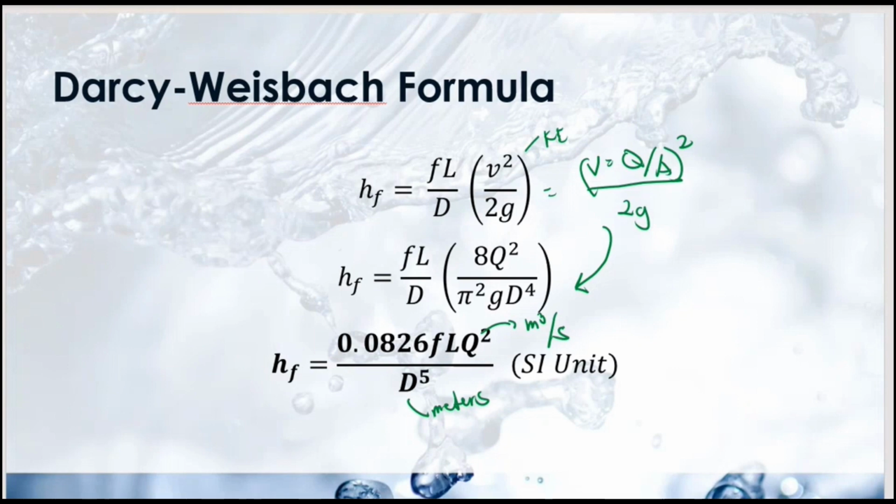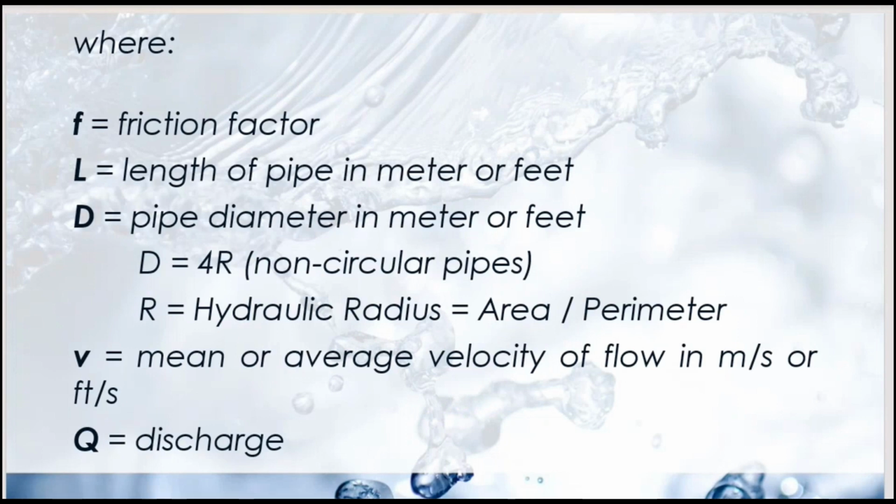If you don't want to use this direct formula for SI, and you want to use a general equation, you could use the second one, which is fL over D multiplied by V squared over 2g, or 8Q squared over pi squared g D to the fourth. V is the mean or average velocity. Again, if you use the formula 0.0826 fLQ squared over D raised to 5, the velocity, if you are still using the velocity, should be in meters per second or feet per second, and Q could be in cubic meters per second or cubic feet per second. Those are the variables in relation to the Darcy-Weisbach formula for head loss. Now, the next question is, how are we going to compute for the friction factor?